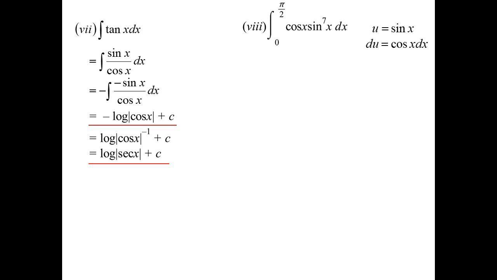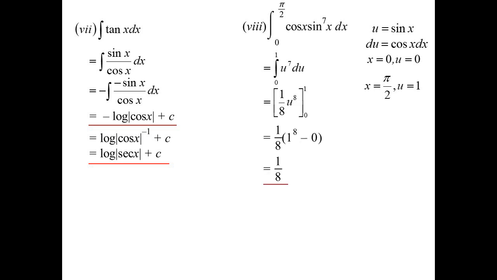It's a definite integral, so if I'm going to do a substitution, I need to substitute in for the limits as well. So when x equals 0, u equals 0. When x is pi on 2, u will equal 1. And I can change this to the integral from 0 to 1 of u to the power of 7. Add 1 to the power over the power, substitute in, we have our answer. So if I wanted to do it by substitution, that's how I do it.